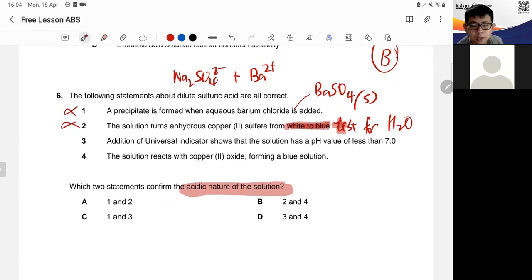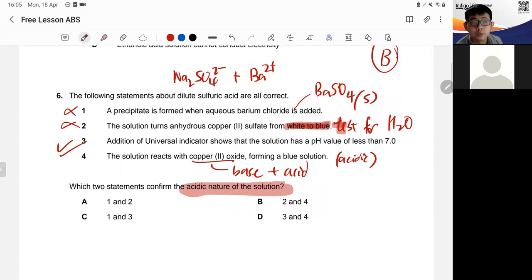How about 3? 3 definitely. Because I add UI, universal indicator, and the pH is less than 7. It is true, all acids are less than 7. It shows you that yes, it is acidic. What about 4? Perhaps if you already learned your acids and bases, you will realize that copper oxide is a base. The solution is able to react with base to form a blue solution, because acids can react with bases. So this actually also confirms that this is acidic.